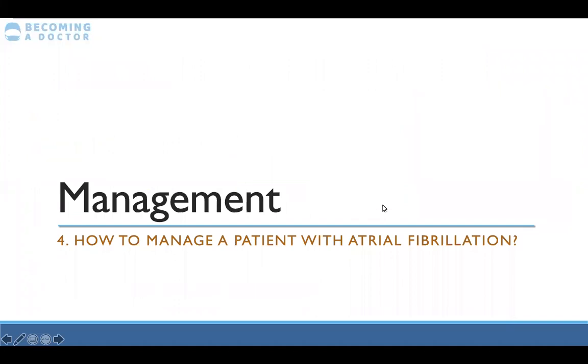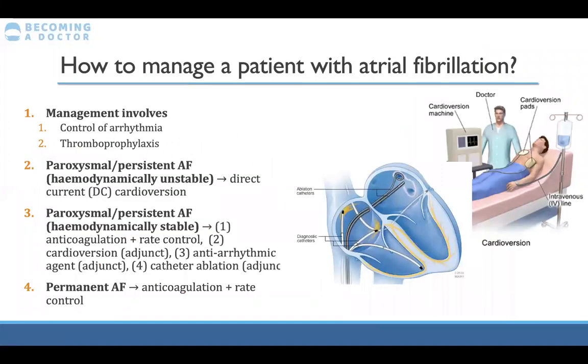Cool. So now moving on to management of a patient with atrial fibrillation. In terms of patient management, this is normally going to be aimed at controlling the arrhythmia and then giving thromboprophylaxis in order to prevent the onset of a stroke. Depending on the type of AF that a patient has, this will determine how we treat them. So, for example, in a hemodynamically unstable patient with paroxysmal or persistent AF, your first line form of treatment is going to be direct current cardioversion.